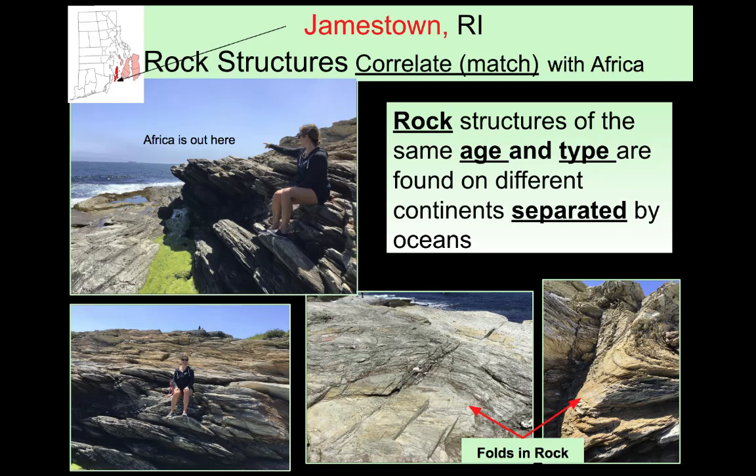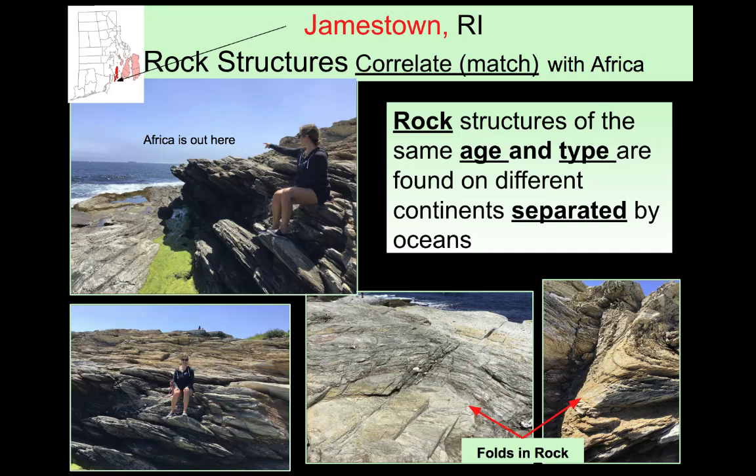And what's really interesting is we have rock structures here right in Rhode Island that correlate or match up with rock structures across the Atlantic Ocean into Africa. So now remember, when we looked at the puzzle fit of the continents, we definitely saw South America and Africa appear to fit like a puzzle. But if you looked at the east coast of North America and compared it to the northwestern portion of Africa, you would see that they seem to have an apparent puzzle fit too.